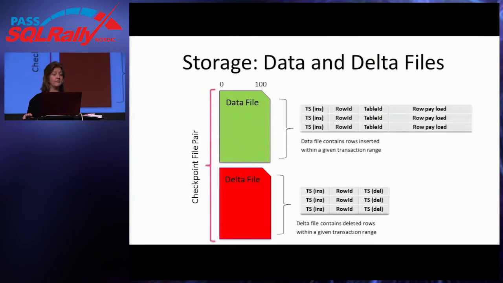So here we have a pair of files. We call the two files together a checkpoint file pair because they're written to disk, just like in your disk-based tables, changes are written to disk at checkpoint time. But the checkpoint that writes your memory optimized data is a separate checkpoint than the checkpoint that writes your disk-based tables, but it's still a checkpoint. Checkpoint writes a set of file pairs. The data file has a bunch of rows. The rows have the timestamp that they were inserted. They have a row ID, which is the row number within that transaction, and they have the table that the row came from, and then the actual data in the row, of course.